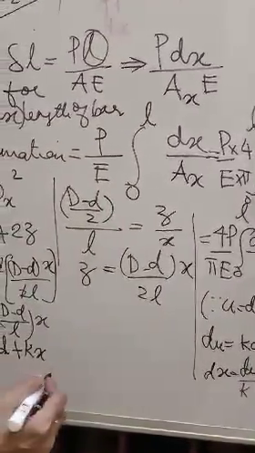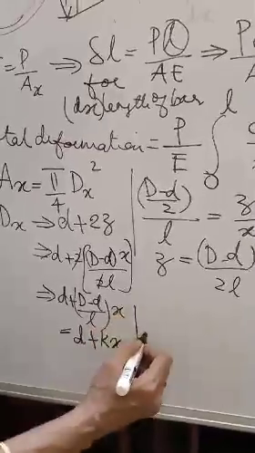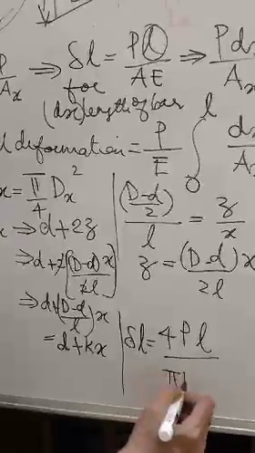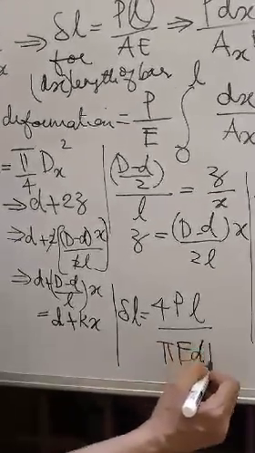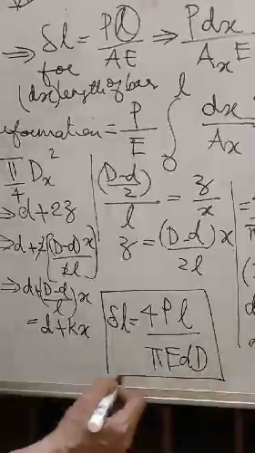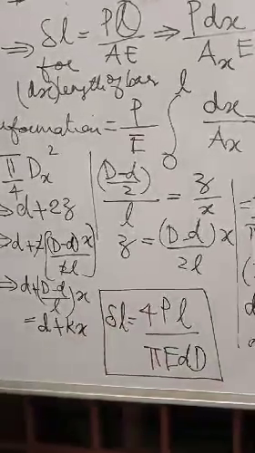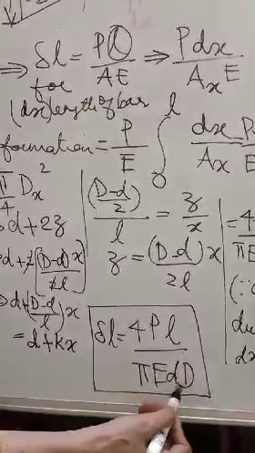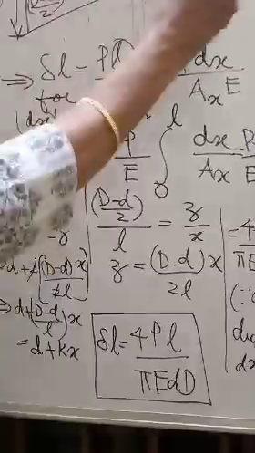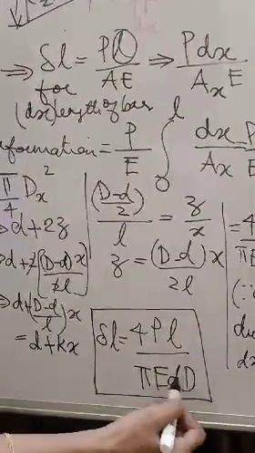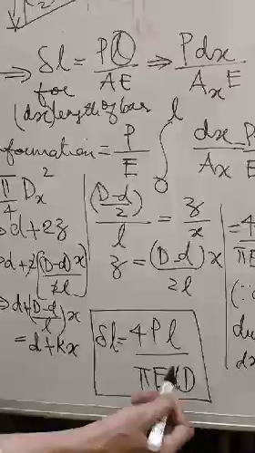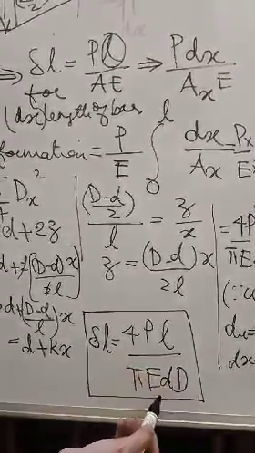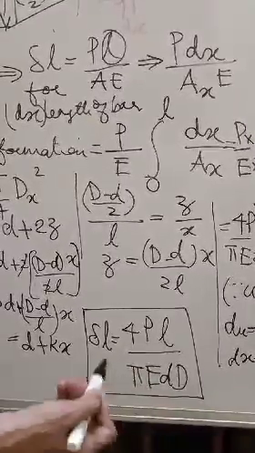After solving this expression, you will get the value delta L equal to 4PL by pi E d into capital D. Please check whether you are getting this answer after integrating and substituting. In this expression, d and capital D are two different values. If this is a uniform cross section, d will be equal to capital D, so this becomes d square. This becomes 4PL by pi E d square, or PL by (pi d squared by 4) E, which is the same as the equation for uniform cross section.